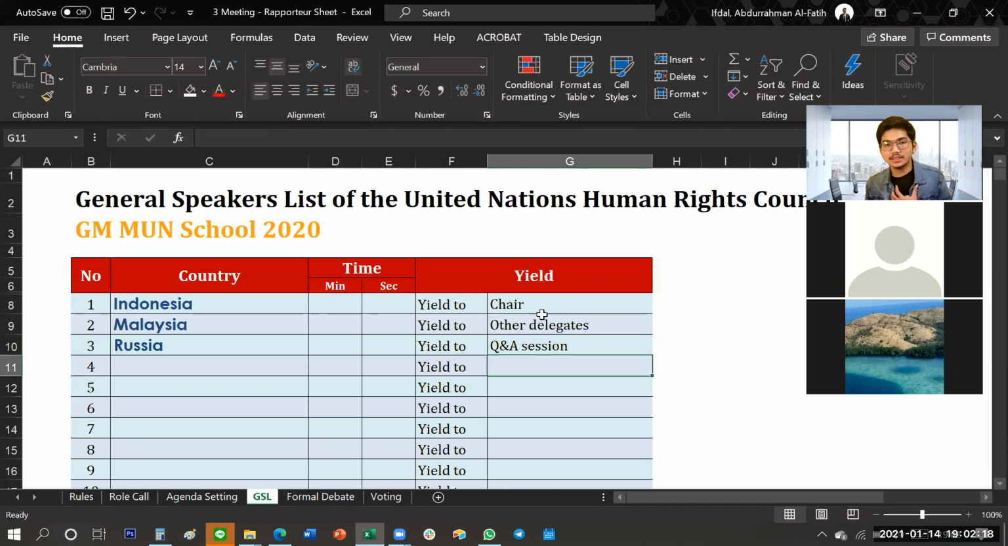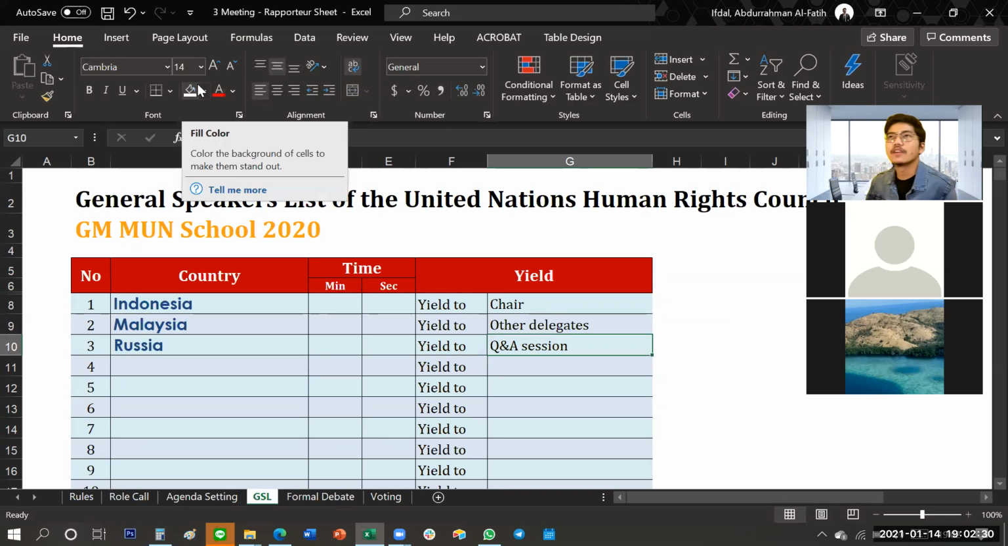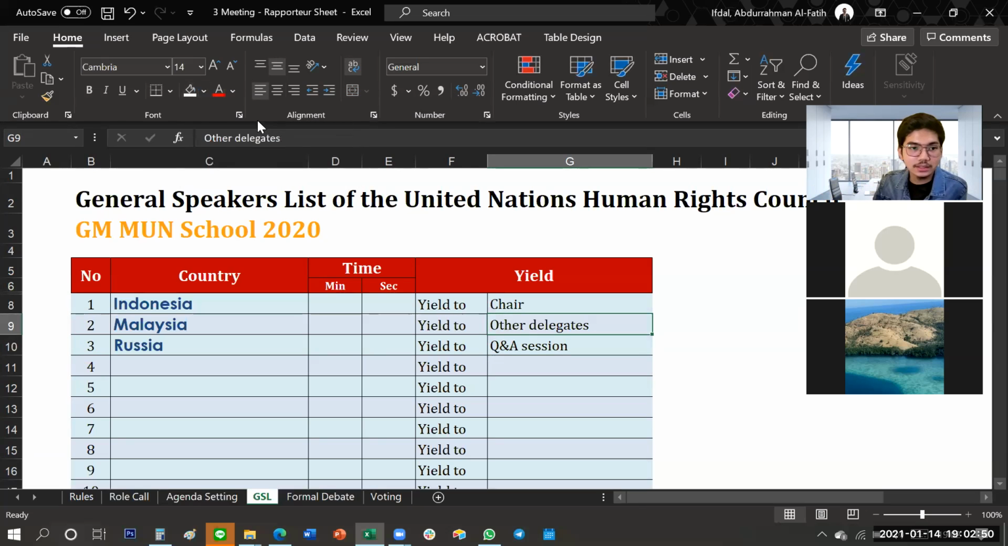Okay, as a former delegate in MUN, it is very much recommended for you to choose Q&A if you have remaining time. Only if you have remaining time. If you are allocated 1 minute speaking time, but you're only talking for 30 seconds and there is 30 seconds remaining, as a former delegate in MUN, I encourage you to do a Q&A session because it will be a very, very big plus point for you as a delegate. You can also choose other delegates to show teamwork. But remember, only choose yielding to other delegates if you think that you have performed well enough.